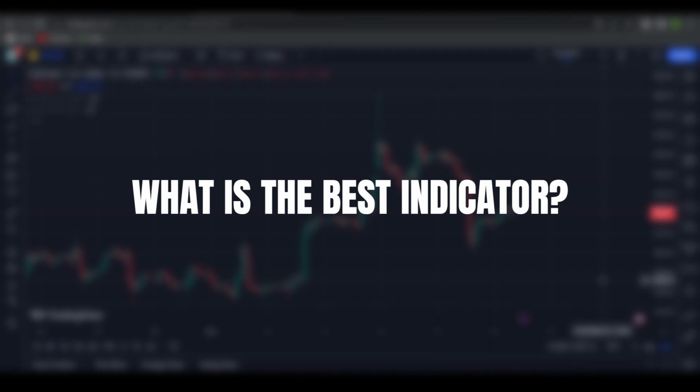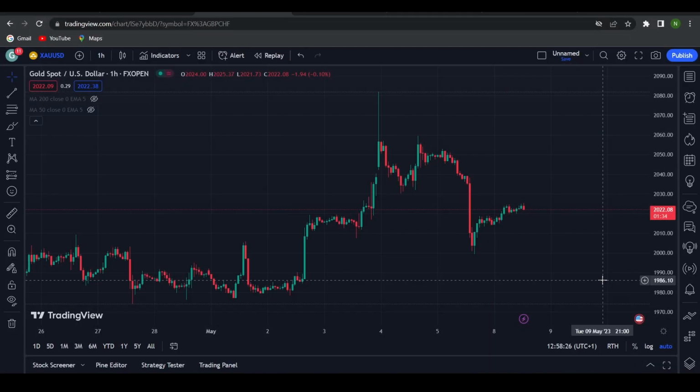What is the best indicator to use for trading? The answer for that is not as straightforward as you may think, as there are many indicators out there that can be used very well in different scenarios, and depending on the situation, different indicators may be used. But in my opinion, there is one indicator that stands out above the rest and can be used in most strategies and in most trading situations, and that is the moving average.